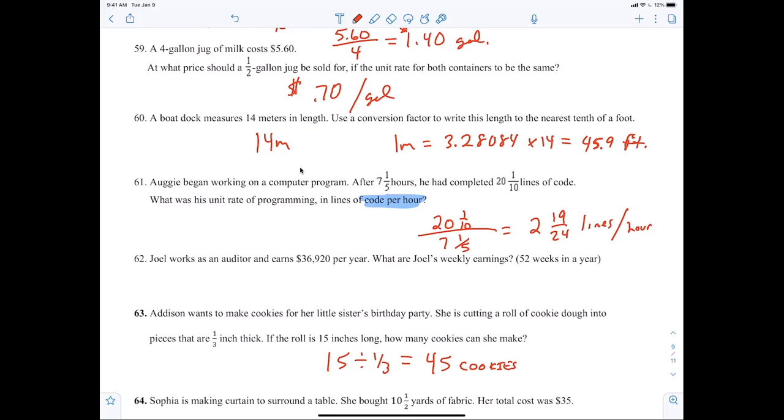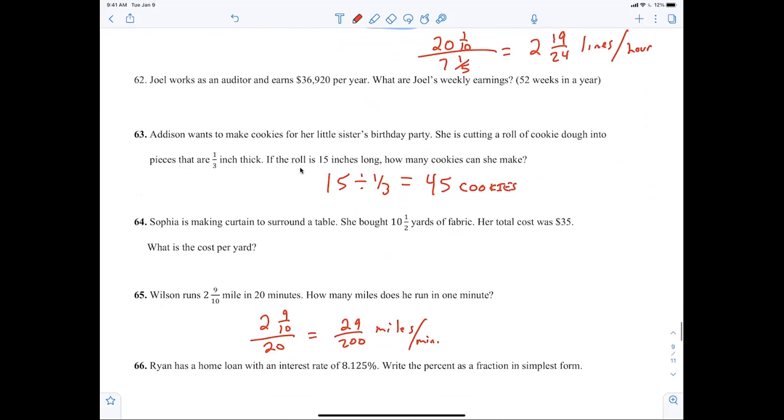Okay, back over. Ryan, you get to do 62. Joel worked his number, and there's $36,920 per year. We're finding Joe's weekly, it's not 52 weeks a year. Right. So 36,920 divided by 52 is $710 per week.